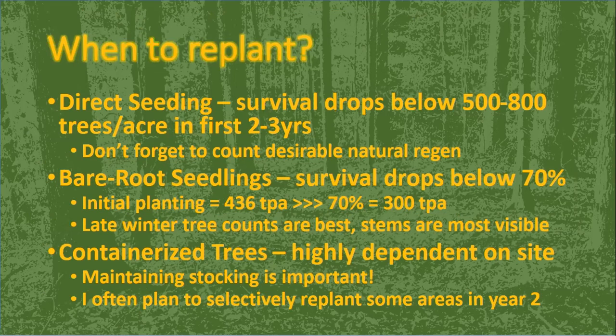I put a note there that late winter tree counts are the best. In my opinion, that's when I would do all my bare root seedling planting assessments, because you can really see those little tree stems out there and you can almost count them every 10 feet, amongst the weeds that are dying off for the wintertime. For container trees, it's really dependent on the site and the situation. You can't let the site get too low in stocking or tree density, or it turns into a weed patch and really becomes difficult to manage. So it's highly dependent on the site and the setting.